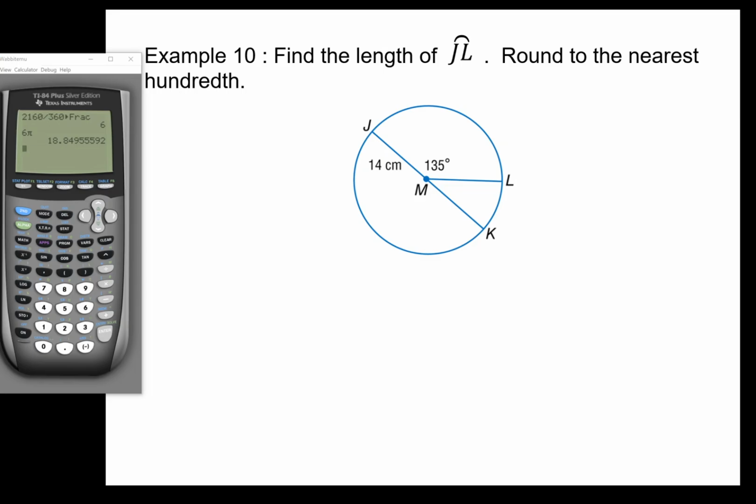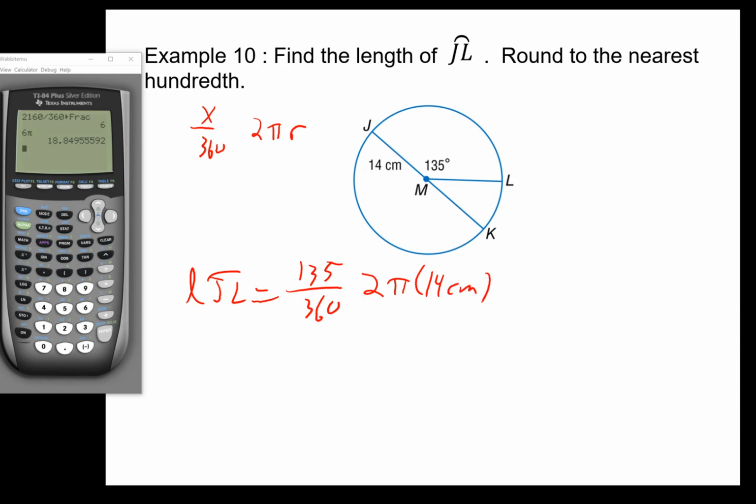Okay, example 10. Find the length of arc JL. Now we know that JL is 135. So the length of JL is equal to, again, x over 360 times 2 pi r. So 135 divided by 360 times 2 times pi times radius, here is 14 centimeters. Now let's get that numerator.